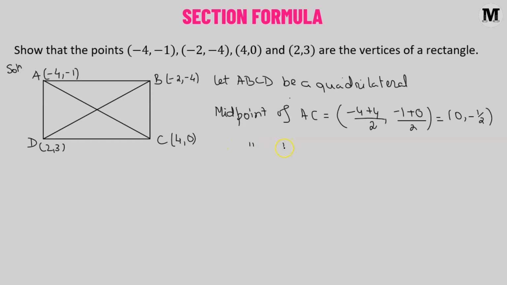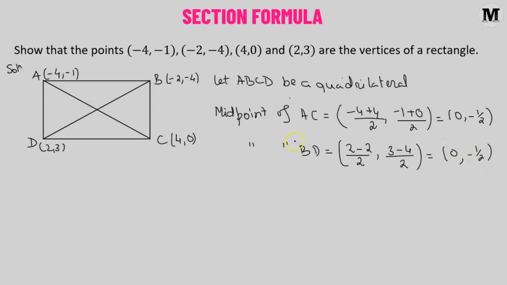Similarly, we can also determine the midpoint of the diagonal BD. We'll start with the x coordinates. First we'll take the sum of the x coordinates of the endpoints, so that's 2 added with -2, and we're going to divide the result by 2. To find the y coordinate, we take 3 and add it with -4, then divide by 2. So this is giving us the coordinate value as (0, -0.5).